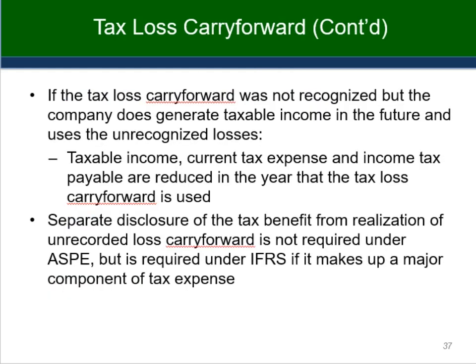So if the tax loss carryforward wasn't recognized, but the company does generate taxable income in the future and uses up the unrecognized losses, then all of the accounting happens during the current period in which the unrecognized loss was used. So taxable income, current tax expense, and income tax payable are reduced in the year that the tax loss carryforward is used. If we know in advance that we're going to use it, then we can set it up as a tax asset. If we don't, then if it actually happens, it's an additional benefit which we weren't expecting.